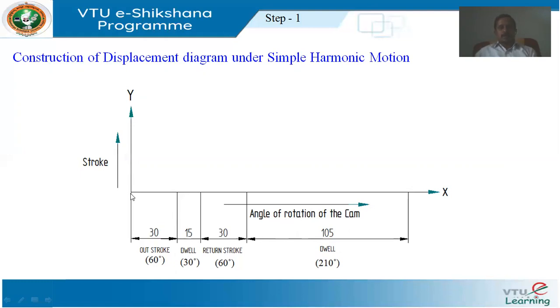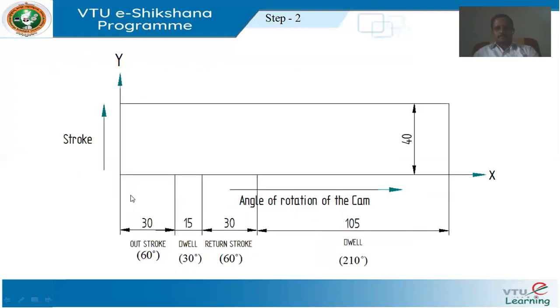Next, under step 2, mark the dimensions along the y-axis equal to the stroke of the follower according to the considered scale. The dimension along the y-axis becomes 40 millimeter. Then mark that 40 millimeter, project the locus vertically at the end of the cam rotation where it will intersect, then close the box like this.